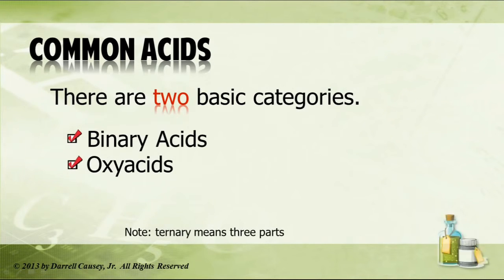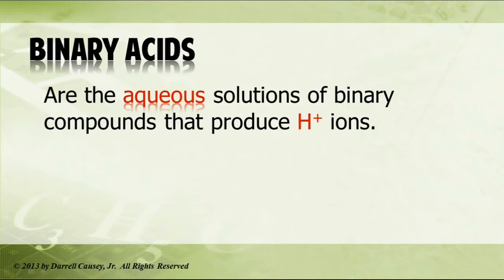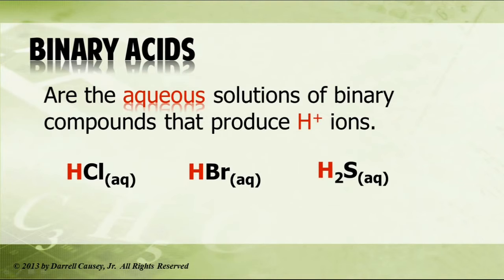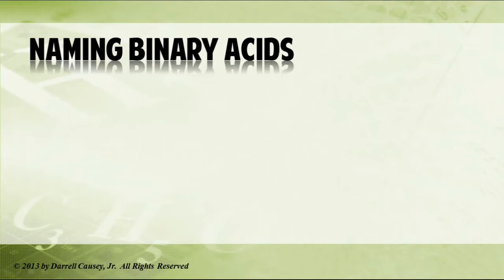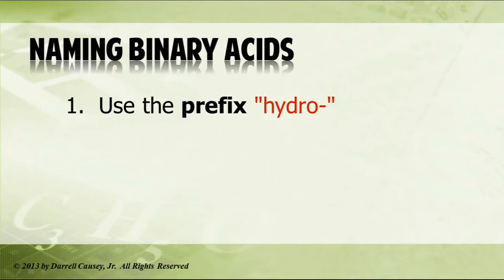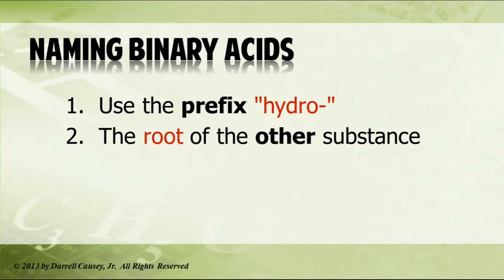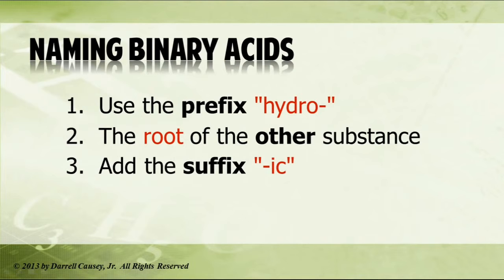So there are two basics. And of course, binary acids are aqueous solutions of binary compounds that produce hydrogen ions. And here's some examples. And naming binary acids goes as such. First, you use the prefix hydro, the root of the other substance, add the suffix IC, and then say acid.